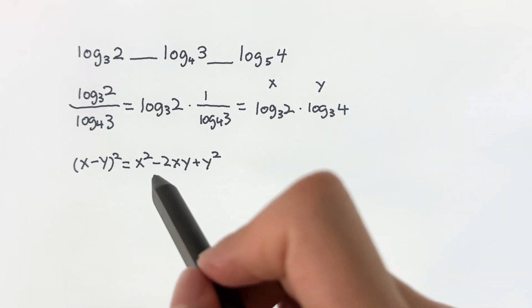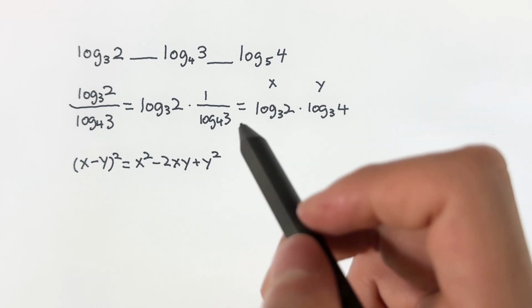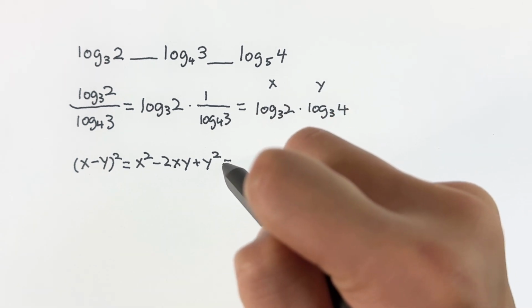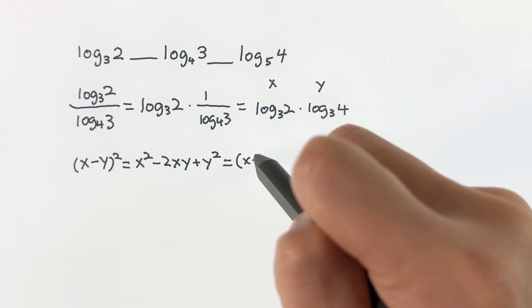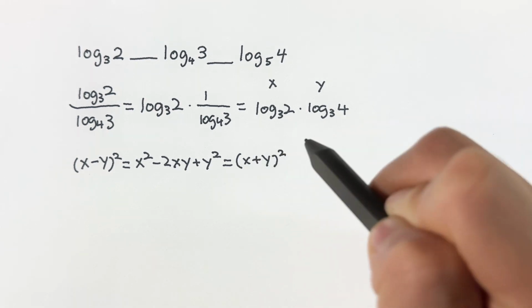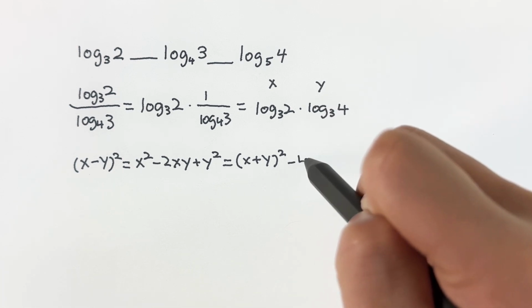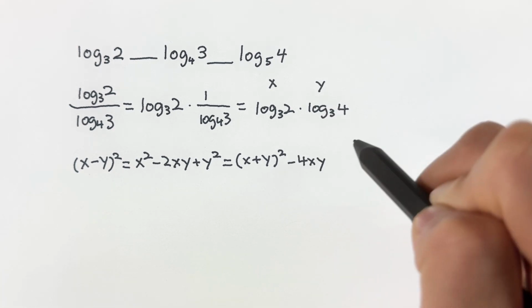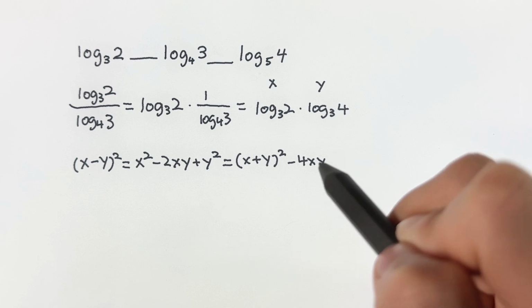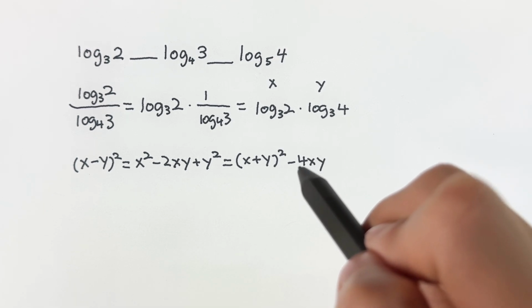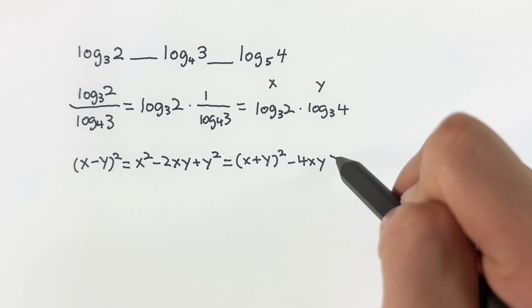However, we don't know the values of x squared and y squared. Instead, we can use the other perfect square to help us determine the range of xy. (x plus y) squared equals x squared plus 2xy plus y squared. So we can subtract 4xy to get (x minus y) squared. And we did this so that we can take advantage of the range of the perfect squares, which is larger than or equal to 0.